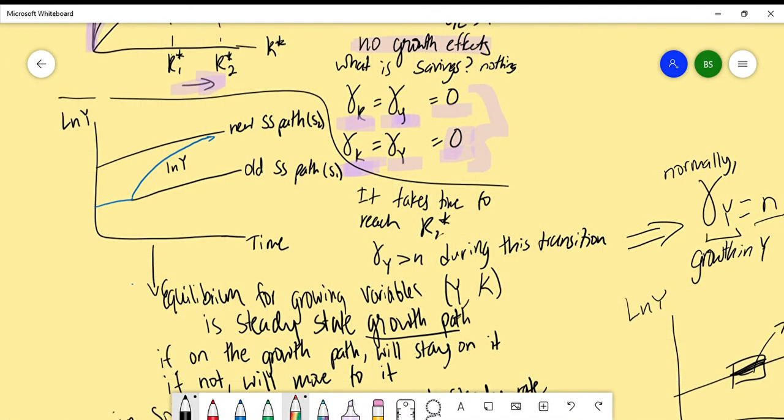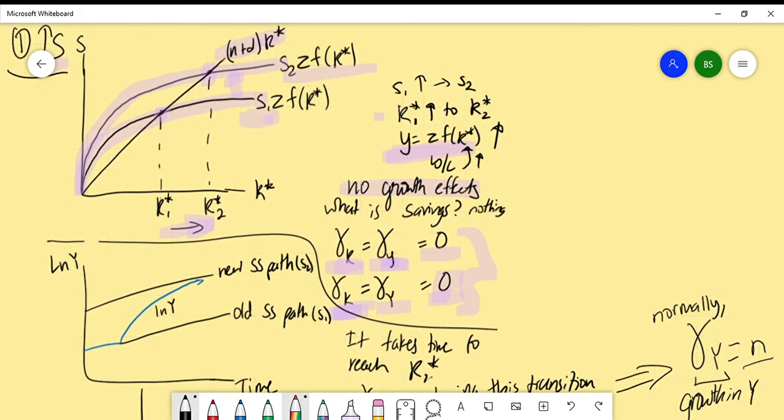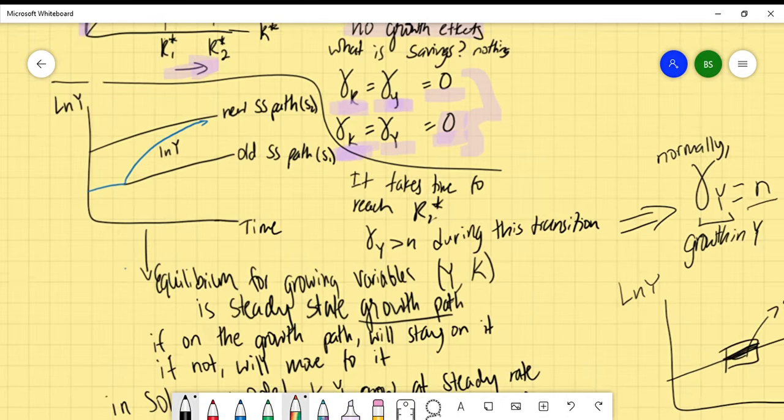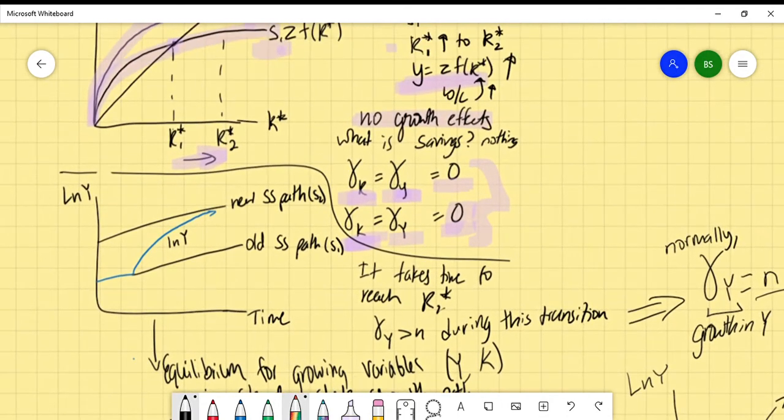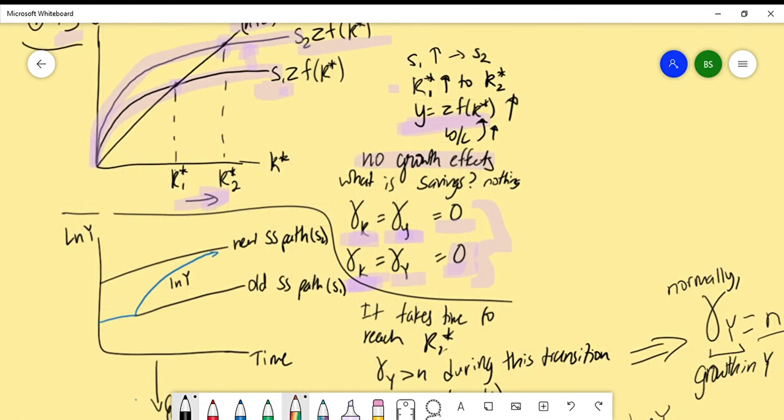Let's see what else. Okay, right. So another thing is that because of this new line, basically, K star is the steady state. Steady state is basically an equilibrium for things that are constantly changing.